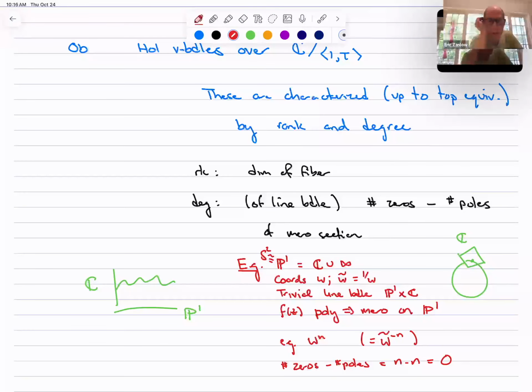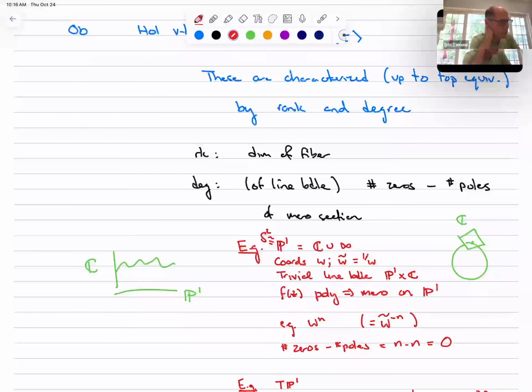If I want to look at the patch that includes infinity, I take W twiddle, which is 1 over W. So that's W twiddle to the minus N. And then the number of zeros minus the number of poles: you have N zeros here, counted with multiplicity, and N poles here. And so we get 0. So the degree of the trivial line bundle is 0, as you might expect.